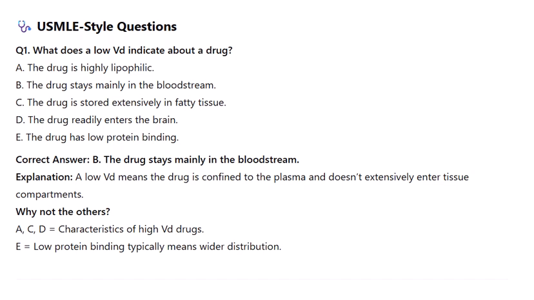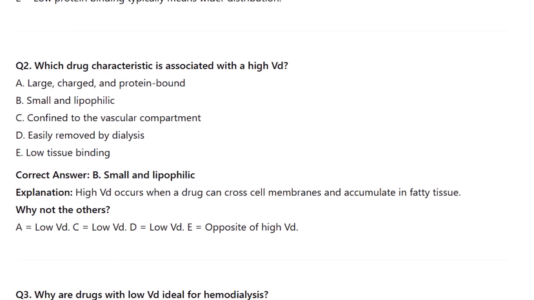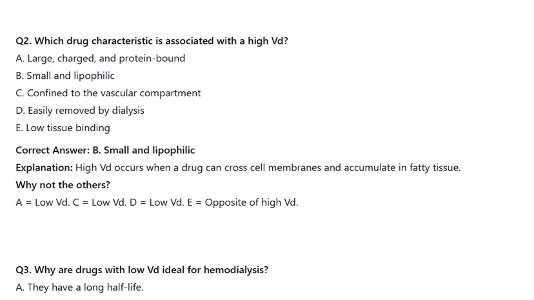Q2. Which drug characteristic is associated with a high VD? A, large, charged, and protein bound. B, small and lipophilic. C, confined to the vascular compartment. D, easily removed by dialysis. E, low tissue binding. Correct answer: B, small and lipophilic.